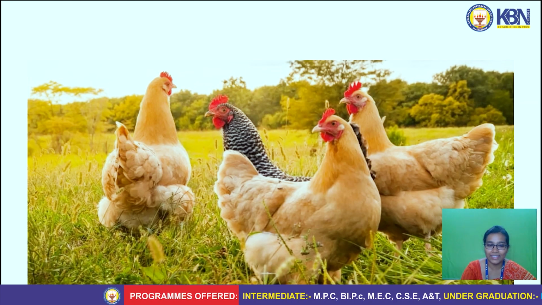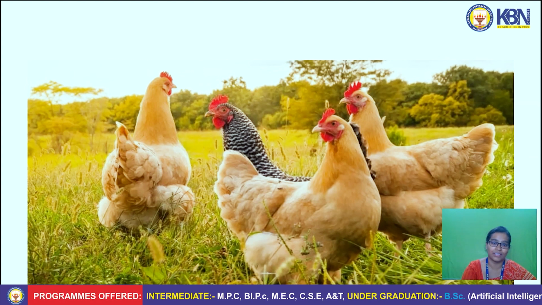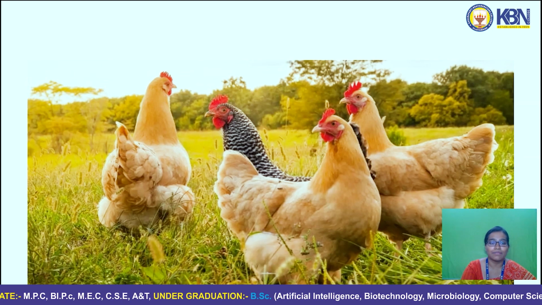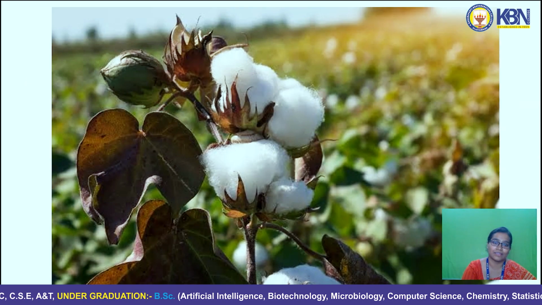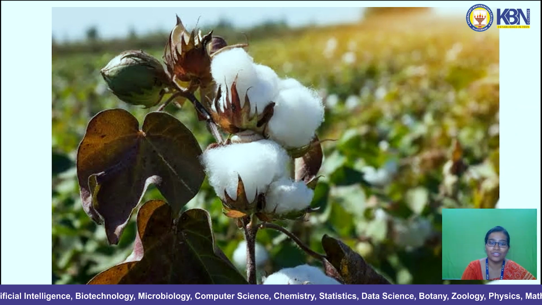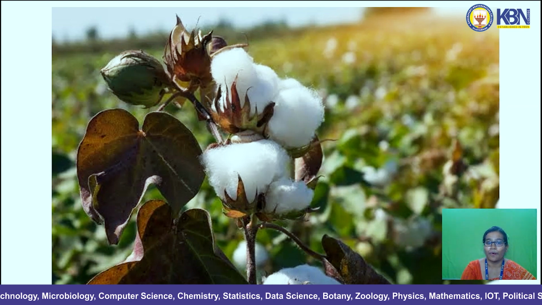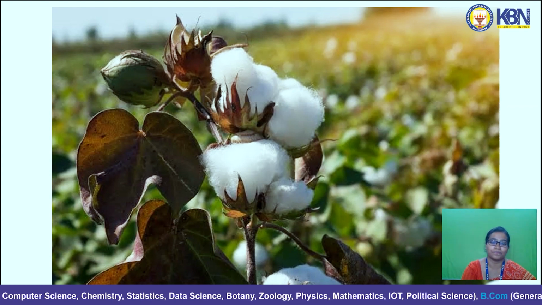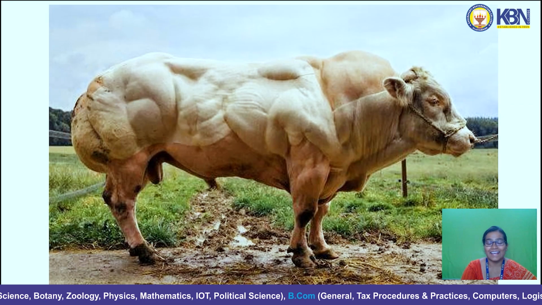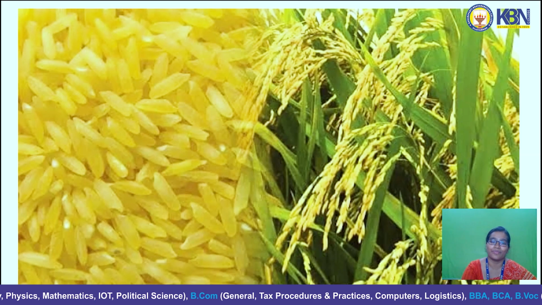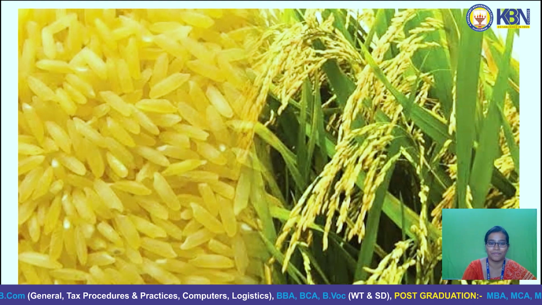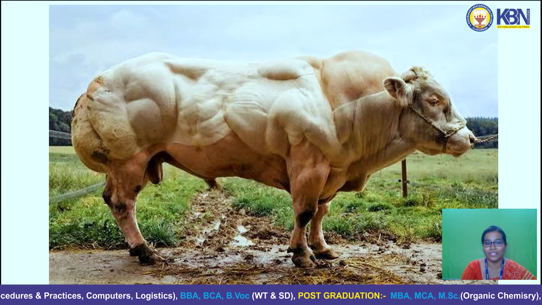This chicken you see is a disease resistant chicken which is resistant to a lot of fungal, bacterial and viral diseases. And this cotton is not a normal cotton at all. This cotton is pathogen resistant cotton which fights all sorts of pests and gives wonderful yield, I must say. And this cow has double the muscle of a normal cow. And this rice is golden rice. It is very rich in vitamin A. All these are quite unique, right?